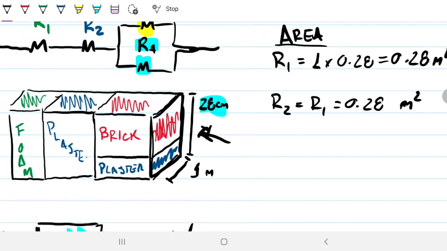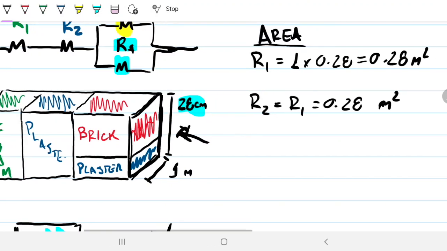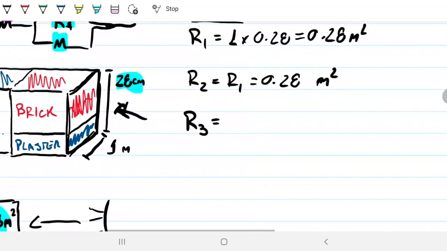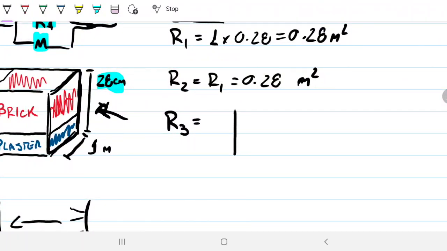Let's draw it quickly here, I can delete it afterwards. We're talking about this area here for the plaster, just that one there. But then R3 and R4 have different ones, right? R3, which is the brick, will have something like so. We're going to have 25 centimeters here on the side, and 1 meter as the width. If I look at that, it's going to be a 0.25 meter squared area.